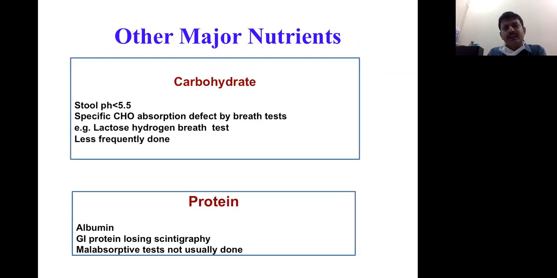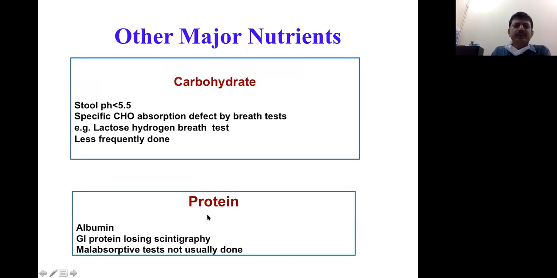The other major nutrients are carbohydrate and protein. For carbohydrate, these two things we generally don't check in clinical practice. But with carbohydrate malabsorption, the stool pH will be low. Now, there are specific tests, like if somebody has a lactose intolerance, a lactase deficiency, you can do a hydrogen breath test. But again, not done much. We don't do it for our patients generally.